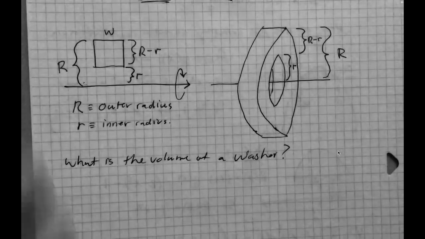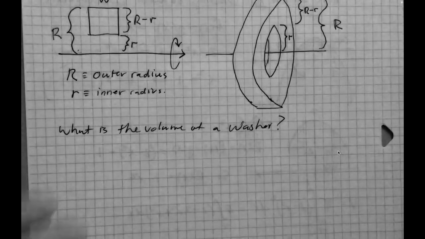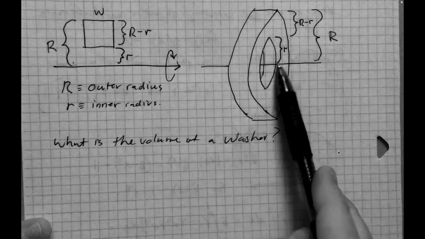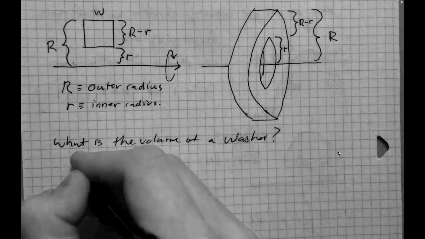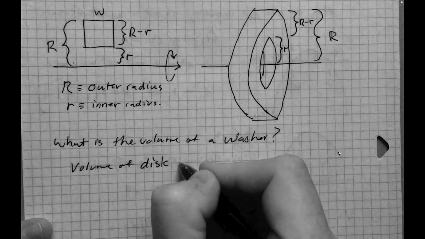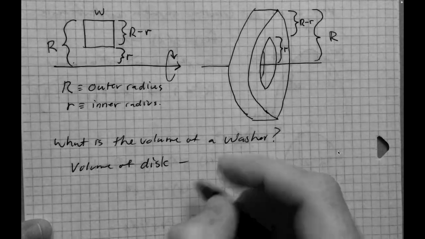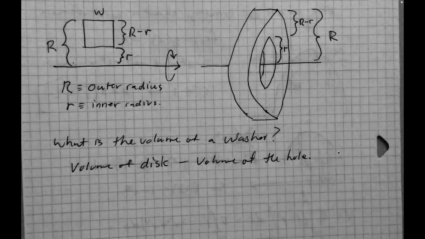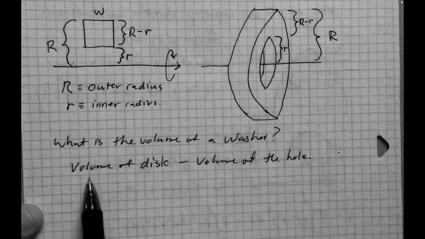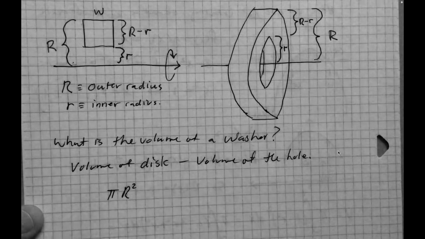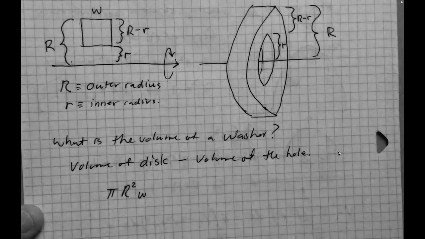What's the volume of this shape? The way you can approach the volume here is you take the volume of the whole disk, and then you subtract off the volume of the hole. That would be the volume of the washer. So the volume of the disk is just pi r squared times w.